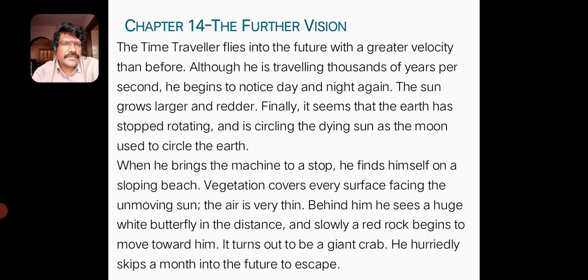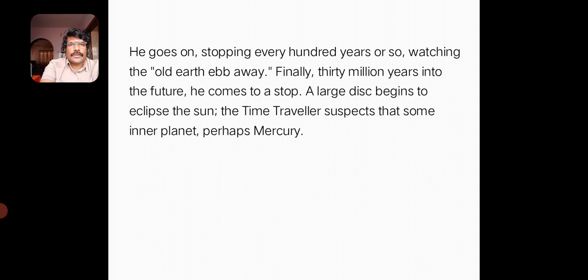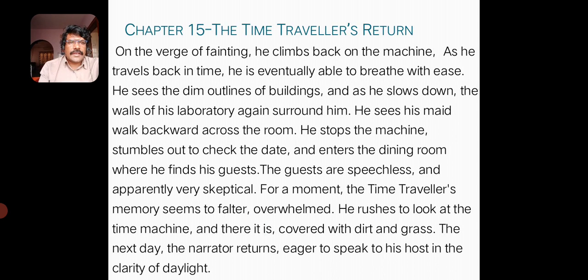Vegetation covers every surface facing the unmoving sun. The air is very thin. Behind him, he sees a huge white butterfly in the distance, and slowly a red rock begins to move towards him. It turns out to be a giant crab. He hurriedly skips a month into the future to escape. He goes on stopping every 100 years or so, watching the earth ebb away. Finally, 30 million years into the future, he comes to a stop. A large disk begins to eclipse the sun. The Time Traveller suspects that some inner planet, perhaps Mercury, is eclipsing the sun.